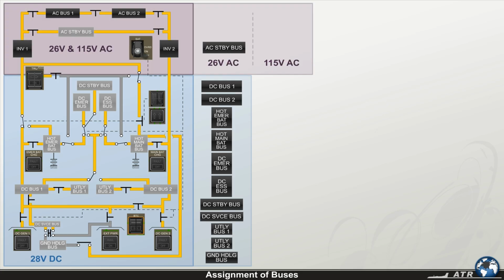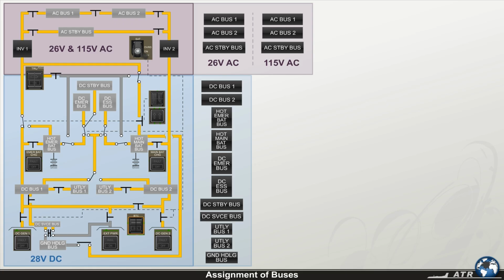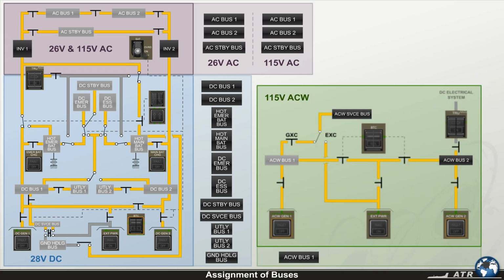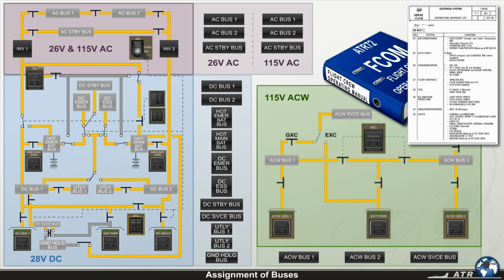26 volt AC standby bus, 26 volt AC bus 1, 26 volt AC bus 2, 115 volt AC standby bus, 115 volt AC bus 1, 115 volt AC bus 2, 115 volt AC wild bus 1, 115 volt AC wild bus 2, and 115 volt AC wild service bus. See the FCOM chapter Electrical System Distribution.